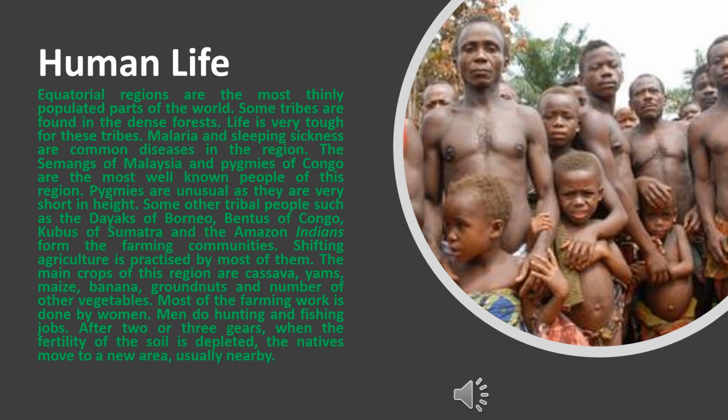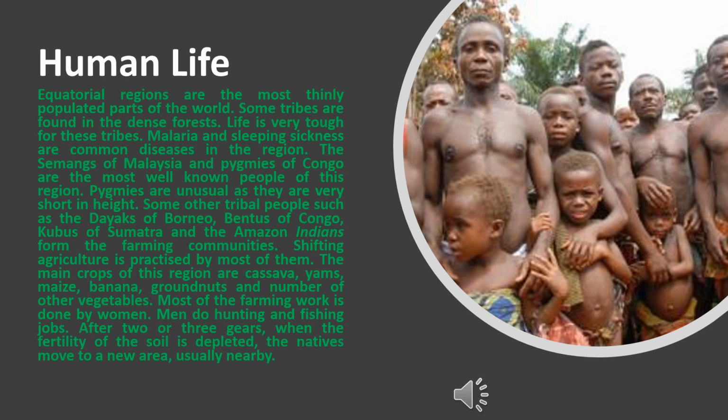Now, the sea monks of Malaysia. Sea monks are the tribal groups which live in Malaysia. And pygmies. Pygmies also are a tribal group. They live in Congo and are the most well-known people of this region. Pygmies are unusual as they are very short in height. So pygmies look very different as they have very short height.